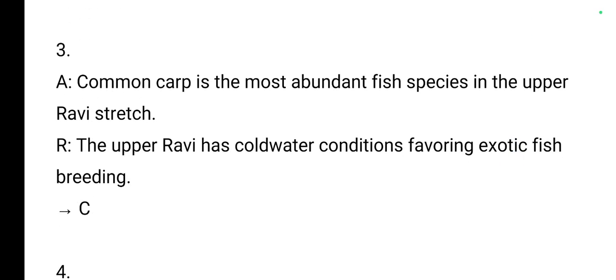Common carp is the most abundant fish species in the upper Ravi stretch. The upper Ravi has cold water conditions favoring exotic fish breeding. So here the option is C. That is, the assertion is true but the reason is false.